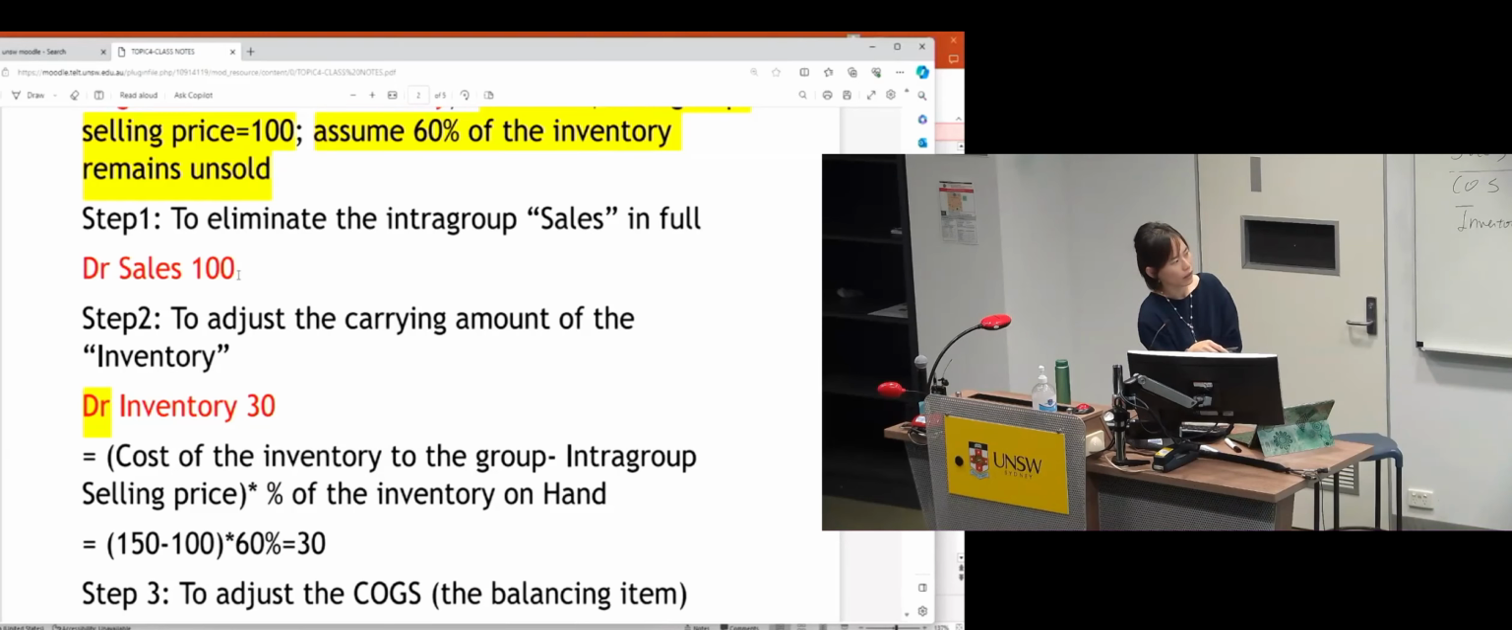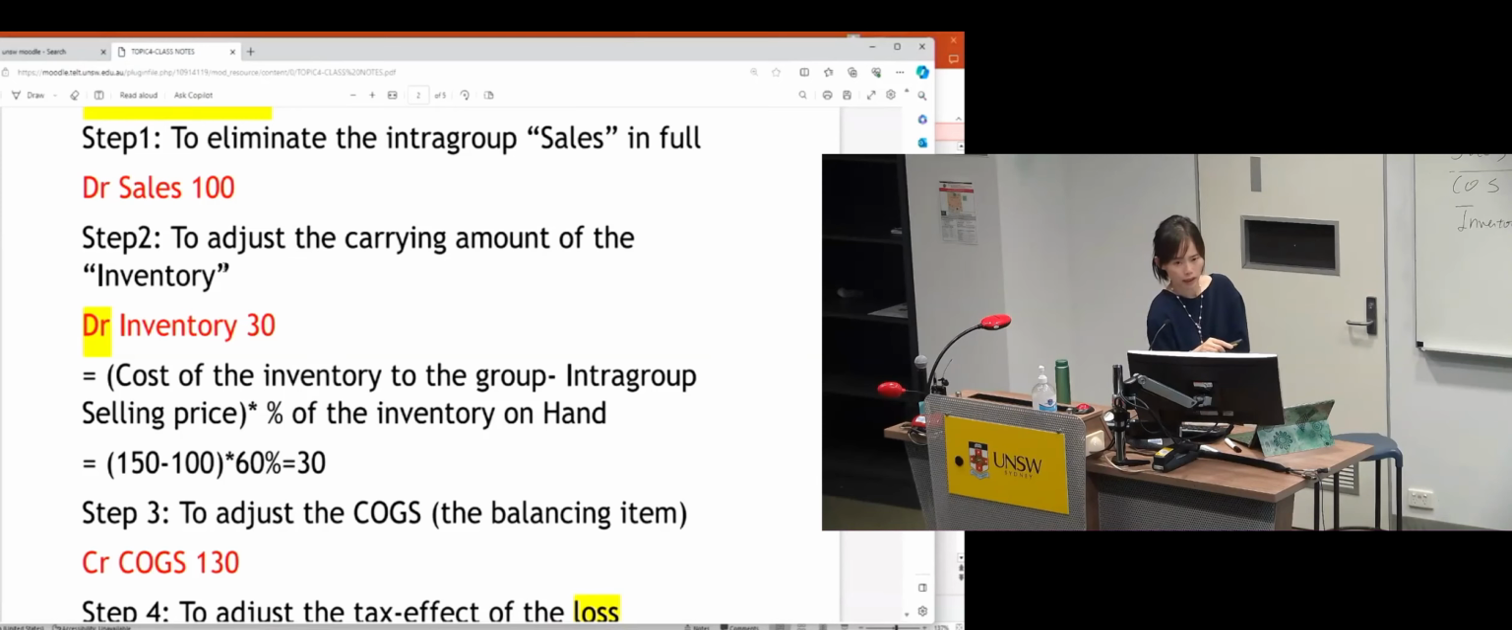Okay, so pay attention to the inventory adjustment. Whether the adjustment should be on the debit or credit depends on whether the intragroup selling price is above or below the original cost. Yeah. Now let me know if you have any questions here. Okay, just raise your hand. Okay, you can ask questions. The questions are always welcome.